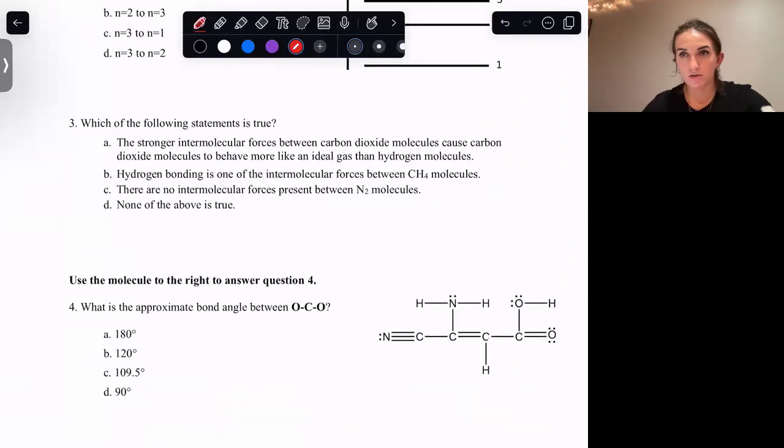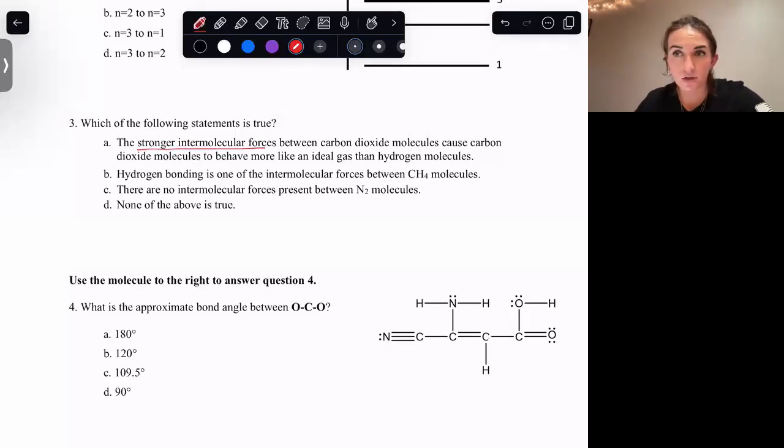Okay, I had a question about 3. Which of the following statements is true? For A, whenever I do a true false question, I always like to prove myself wrong. The statement says the stronger intermolecular forces between carbon dioxide molecules cause carbon dioxide molecules to behave more like an ideal gas than hydrogen molecules. So we're saying here that the IMFs in carbon dioxide are stronger.